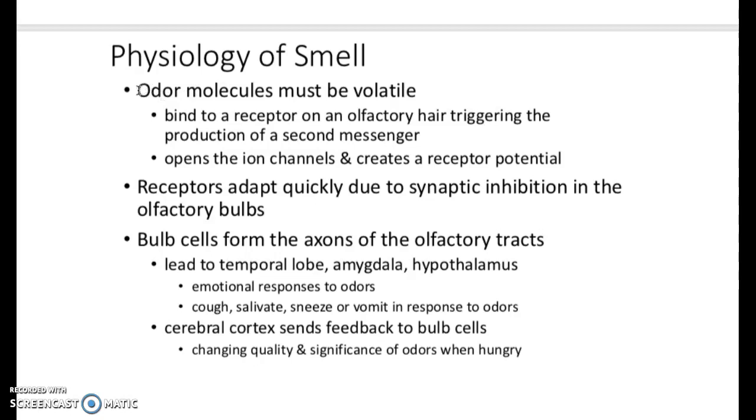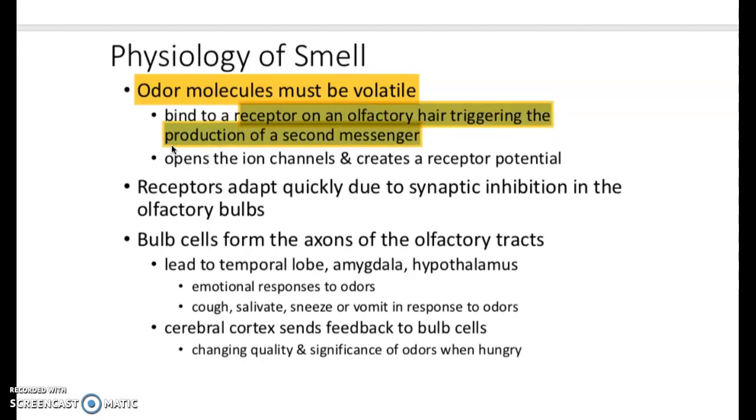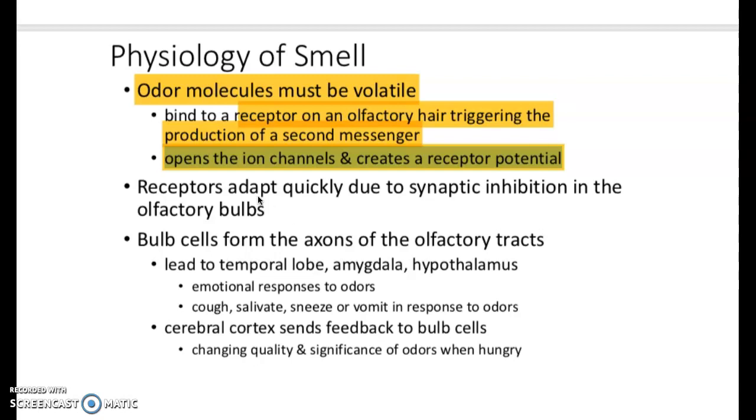So, in order to smell, the molecules must be volatile. And the molecules will come, they'll bind onto the receptor of the olfactory hair, and that will cause a second messenger reaction. Eventually the ion channels open, and that causes a potential. In the nose, the receptors adapt really quickly because of inhibition in the olfactory bulbs. So, for example, if you're sitting next to someone that smells really strongly, you only notice for a few minutes, and then because of that adaptation, you're no longer smelling them constantly.